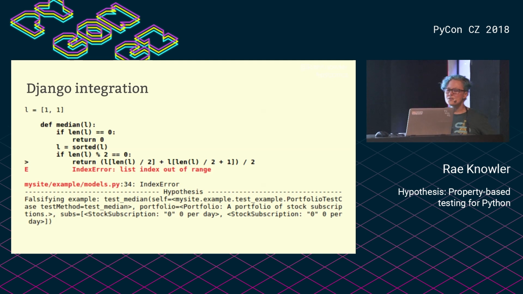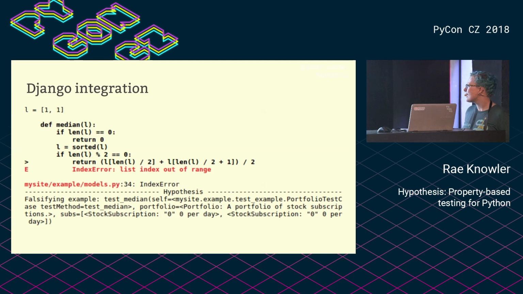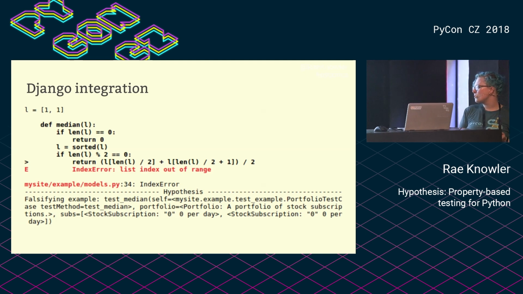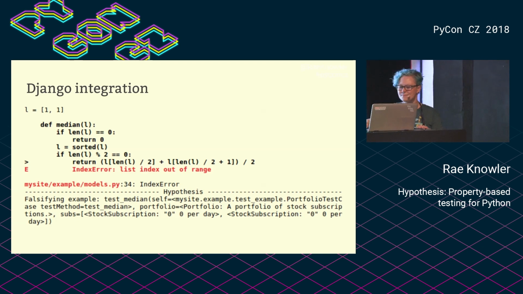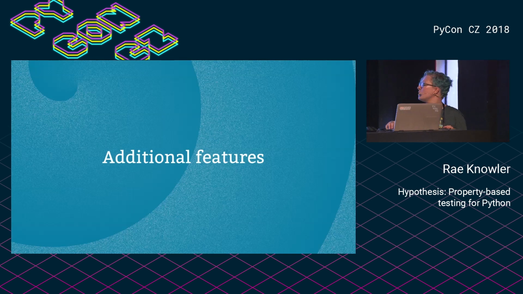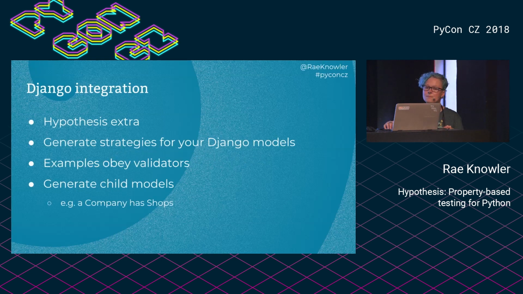So it's a slightly subtler bug. And you can possibly, I'm not sure if you can see the bottom of my slides, but it actually tells me, again, the falsifying example is a portfolio with 2 subscriptions, and each of them just has a value of 0 and a symbol of 0, because that's the simplest it could make it. Okay, so that's how I would use hypothesis, both in a simple example and in an actual project. I'll just quickly go into some additional features that hypothesis has.